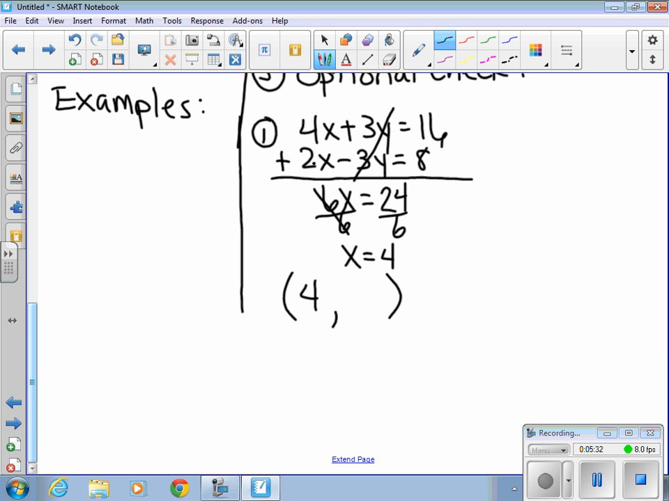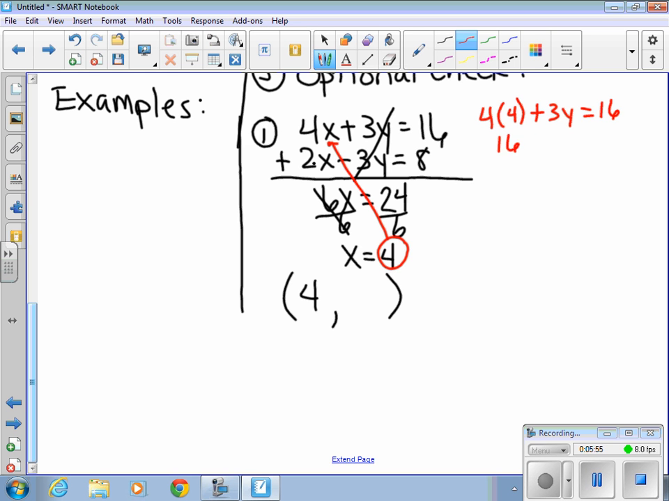All right. I typically try to go for the numbers that have fewer negatives and lower numbers to make it easier. So I'm going to take this 4, and I'm going to plug it into the x spot of the first equation. You can use the x of the second equation. It all comes out the same. So I'm going to have 4 times 4 plus 3y equals 16. And now I have to solve it for y.